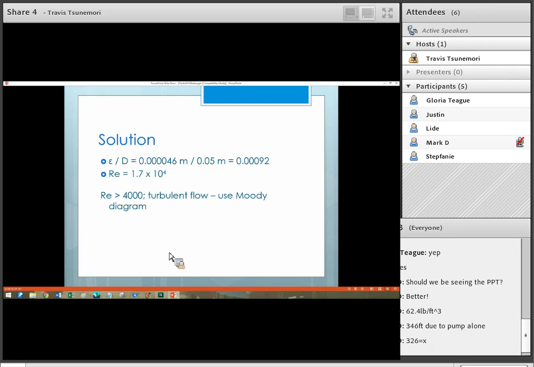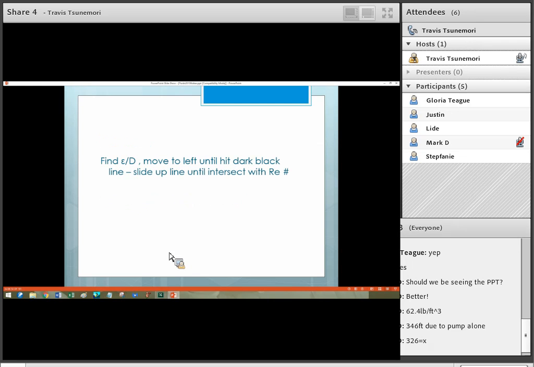So this is not trivial. We have to practice this because you don't want to get into the exam and say, now how do I use this thing again? So you're going to find your epsilon over d, and you're going to move to the left until you hit the dark black line, and then slide up that line until it intersects with the Reynolds number.